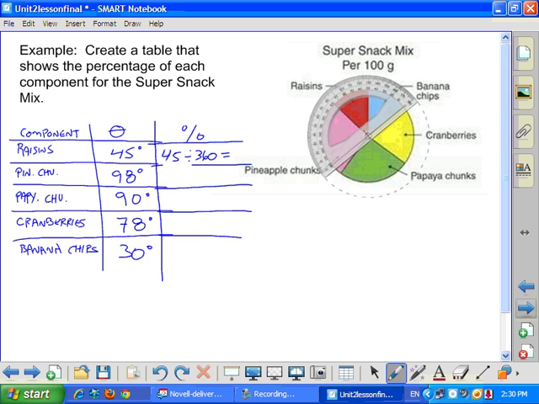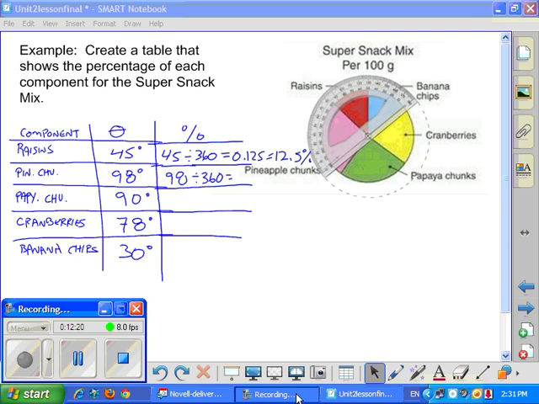Remember, my answer is going to come out as a decimal. So 45 divided by 360 is 0.125. Converting that to a percentage, I get 12.5%. So now I'm just going to go through and I'm going to finish up all my divisions here. So I'm going to do that so you don't have to watch me use the calculator. And then I'll bring you back and we'll finish this up.